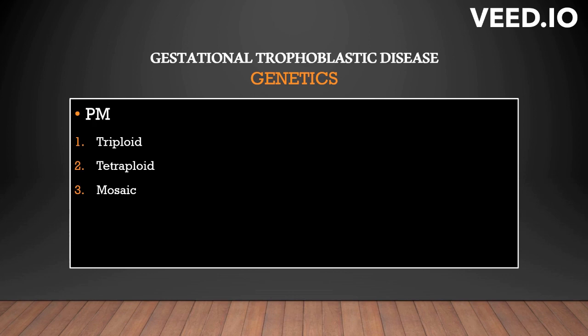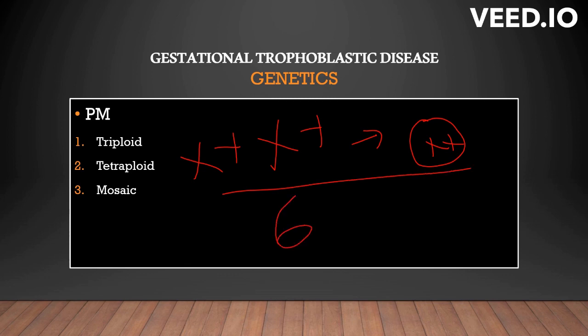What happens here? Actually, two sperm, not chromosomes, sperm, fertilize an egg which also has genetic material. So the net result is triploid. In the same way, three sperm can fertilize a single egg and the result is tetraploid. Very less likely, there is a mosaic pattern as well.